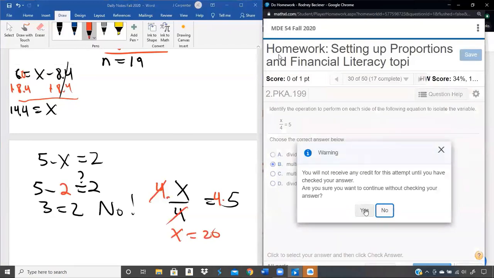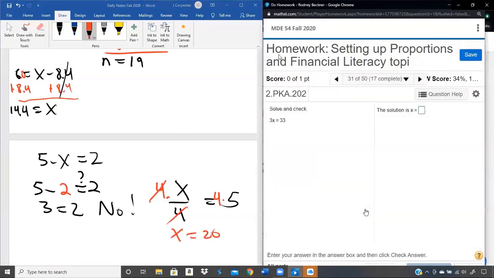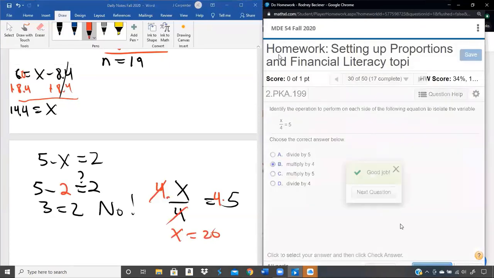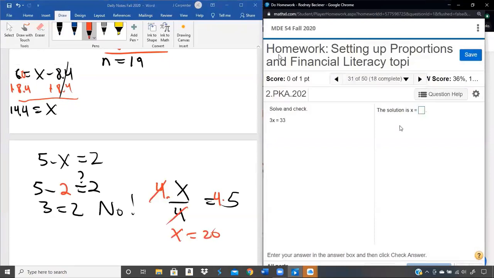Or did they? I did not receive credit. Oh, I didn't actually check it, did I? Let's go back. There we go. Divide by 3, you get 11. Multiply by 2, you'll get 22. Divide by 2 and you'll get 2. Multiply both sides by 3 and you'll get 30.